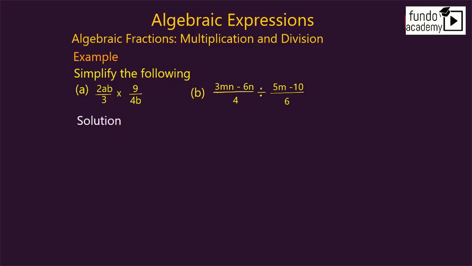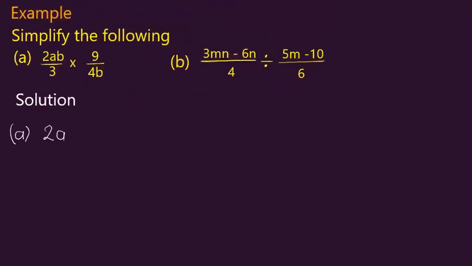Here's our solution. We want to start with part A. On part A we have 2ab over 3 multiplied by 9 over 4b. This is what you do when you are performing a multiplication of fractions. You look at the terms that are your numerators, in this case 2ab and 9, and you also look at the terms that are your denominators, in this case 3 and 4b. You try to see if there is a term on the numerator and a term on the denominator that have a common factor, so that you can look for the highest common factor which you can divide into both terms.